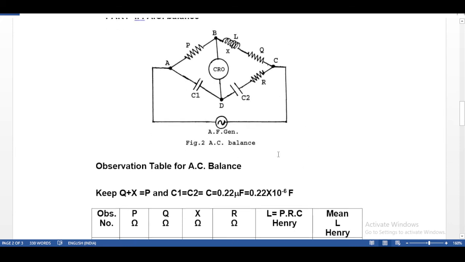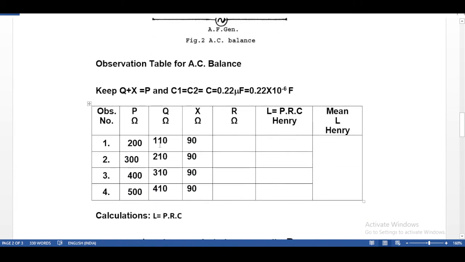Here we have to keep one fixed value of the signal frequency from the audio frequency generator. We should keep it in our laboratory equal to 1000 Hertz, that is 1 kilohertz, a constant frequency generated by this audio frequency generator. And now we vary the values of P, Q and find out X.